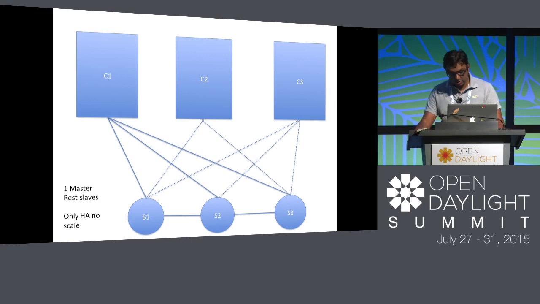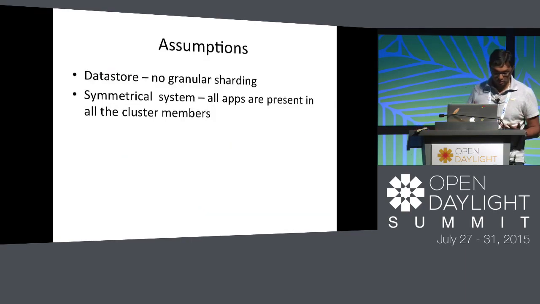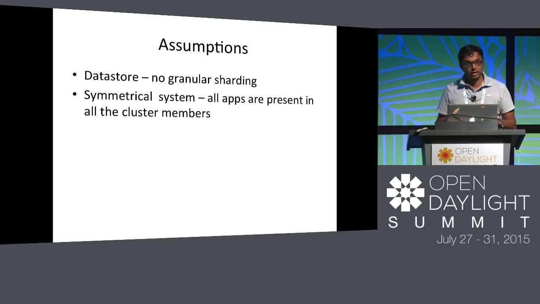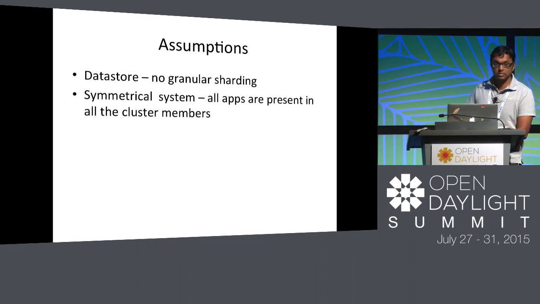And so what are the assumptions which this design has, and which are subject to discussion over here? What we are trying to come up with is that we would not be piggybacking on the data store granular sharding. This design can be completely abstracted from the data store sharding, and how the data store is sharded. That is one of the assumptions which I'm making in this design. And it's going to be a symmetrical system. All apps are present in all the cluster members.